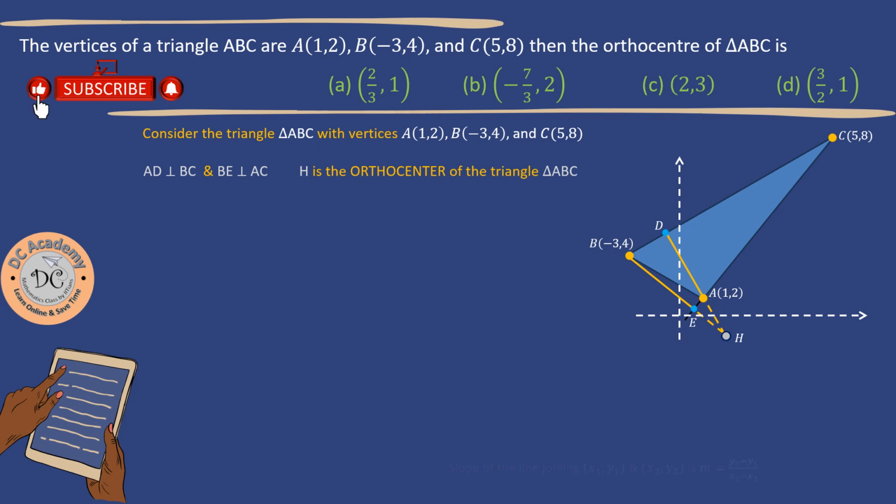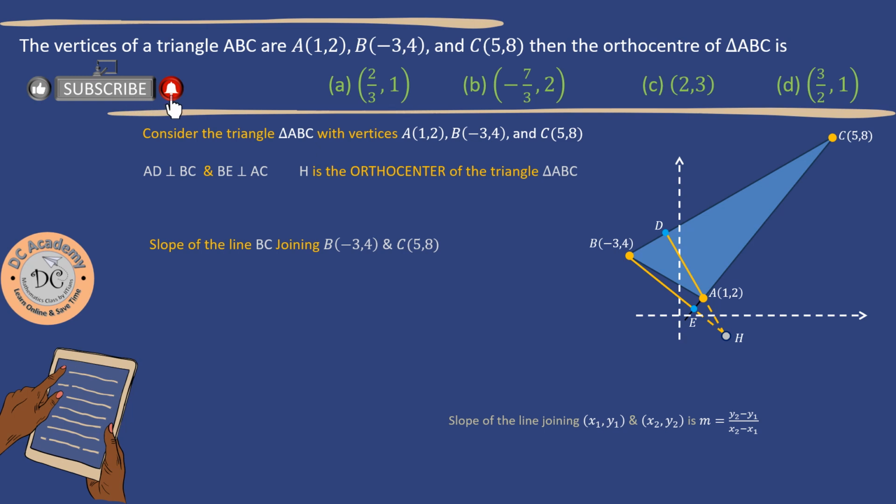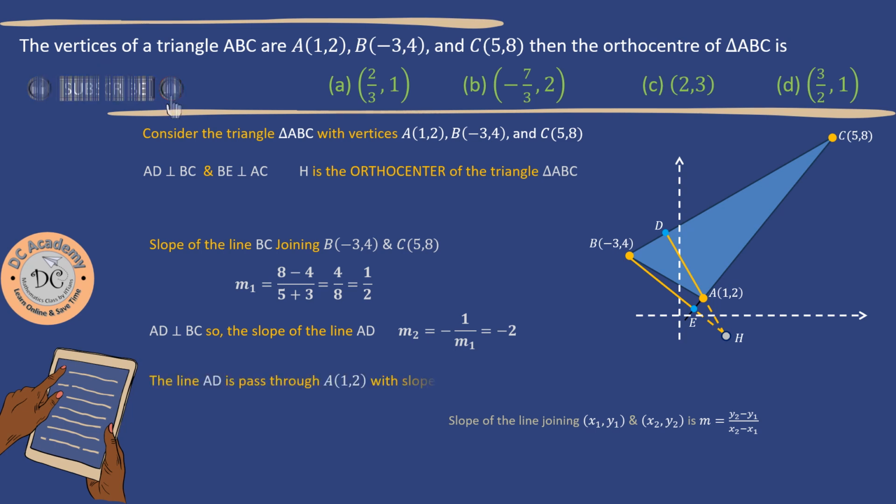First, we find that the slope of the line joining two points (x1, y1) and (x2, y2) is (y2 - y1) divided by (x2 - x1). Based on that, the slope of the line BC joining B and C can be easily written as 1/2. Also, as AD and BC are perpendicular to each other, the slope of the line AD is m2 = -1/m1, which is definitely -2. Because the product of the slopes of two perpendicular lines is -1.